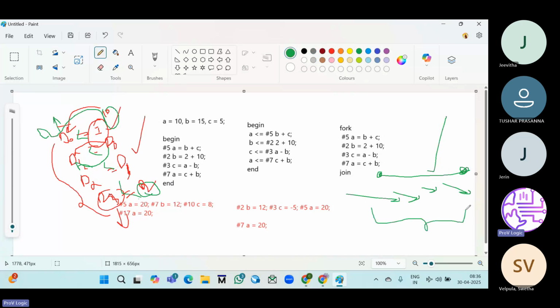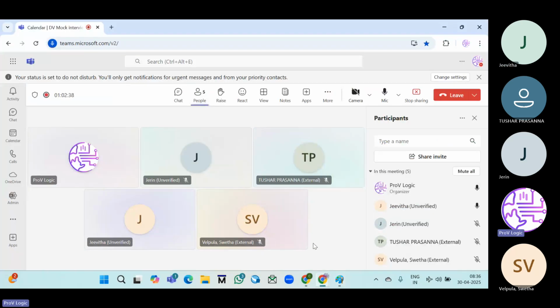In the same way, we can do the swapping operation in a better way using non-blocking assignment. You already know how to do the swap operation: A equal to B, B equal to A. By using that, we can do swap. Clear till here? Any doubts? No. Okay, next question is for Jeevita.